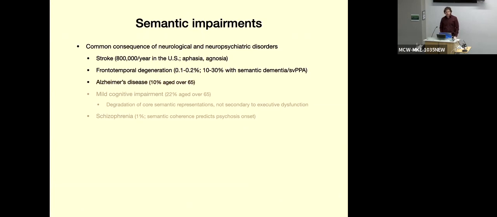It is a feature of Alzheimer's disease that has become clear over time. Originally, Alzheimer's disease was thought to affect only episodic memory, your memory for things that you have lived. Now we know it also affects semantic memory. And Alzheimer's disease affects 10% of all adults aged 65 and over. It is also a feature of mild cognitive impairment, which is a light form of pre-dementia that affects 22% of adults over 65. So it's a fairly common disorder.